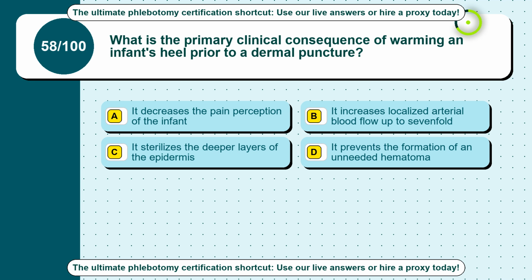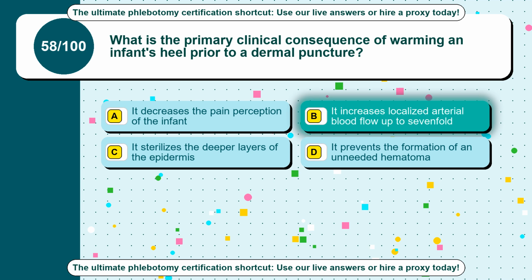Option A. It decreases the pain perception of the infant. Option B. It increases localized arterial blood flow up to 7-fold. Option C. It sterilizes the deeper layers of the epidermis. Option D. It prevents the formation of an unneeded hematoma.